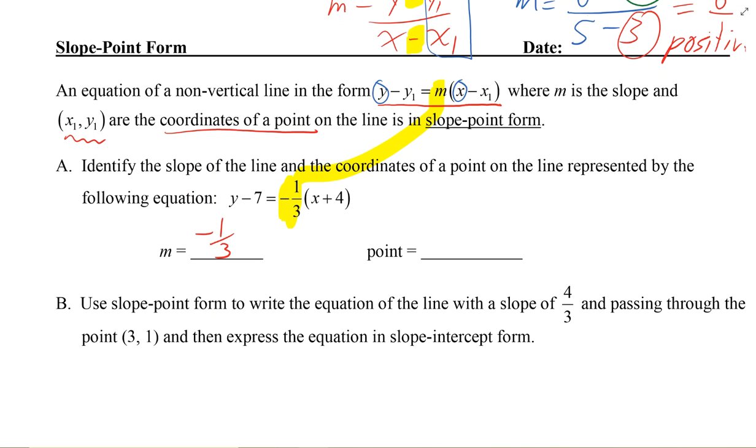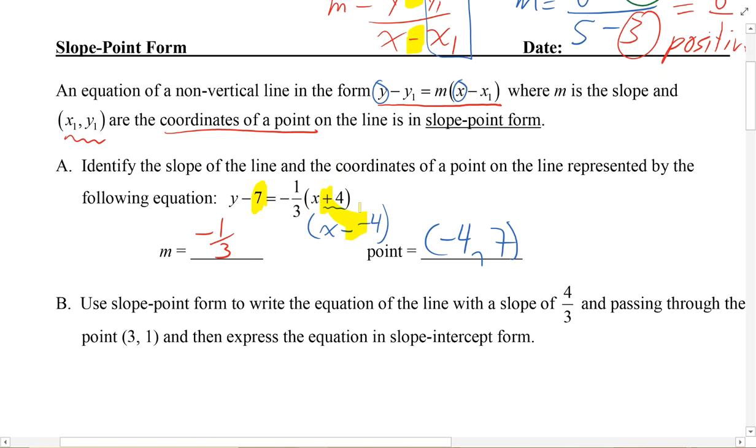Now, what's the point? Well, here's our y value. It's 7. Okay, it's in the y location. But we just finished talking about it. How would we get this plus 4? Really, it's x minus -4. And so we have to know that and tell the people that the point's -4. Okay, that's the biggest issue with this. Any questions?